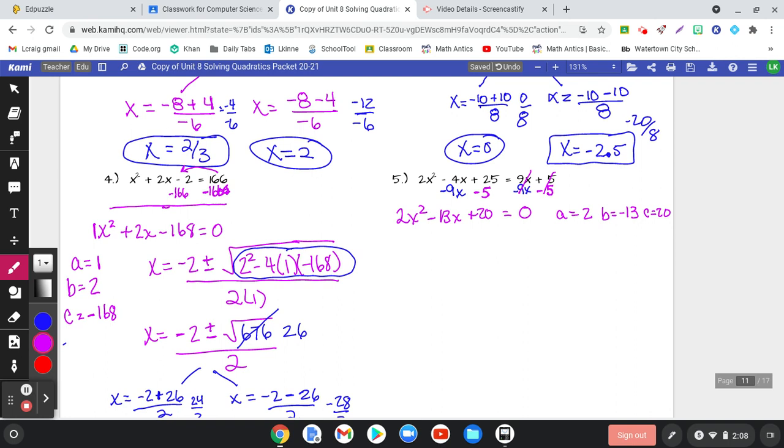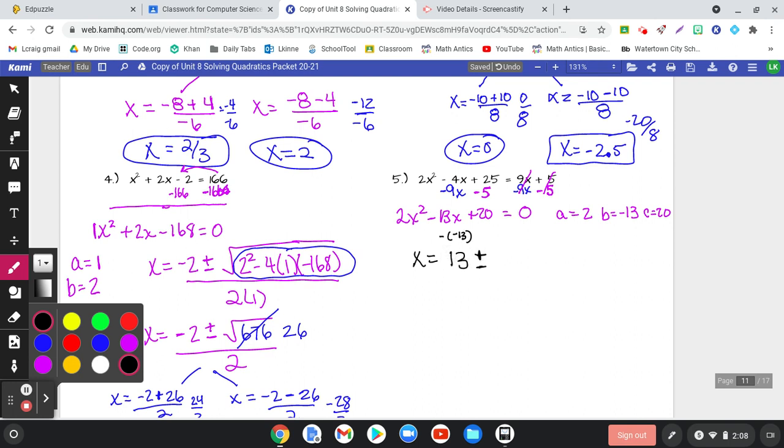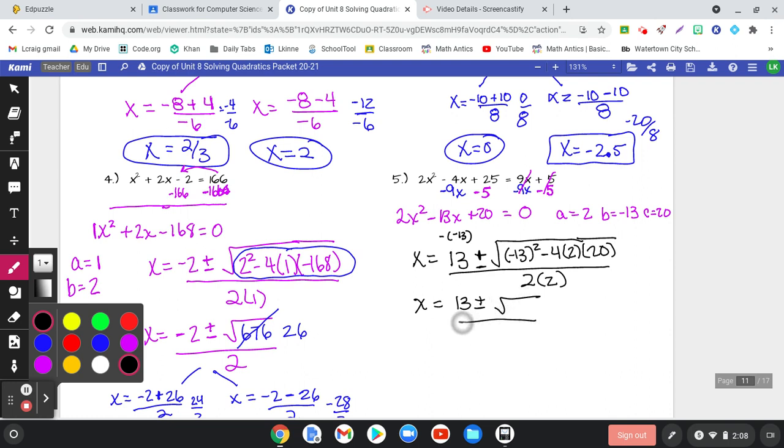All right, so let's set it up. x equals negative B. Since B is negative 13, negative 13 would be 13, plus or minus the square root of B squared, negative 13 squared, make sure it goes in parentheses, minus 4 times A, which is 2, times C, which is 20, all divided by 2 times A, 2 times 2. Now let's shrink it down. 13 plus or minus our square root all over 4.